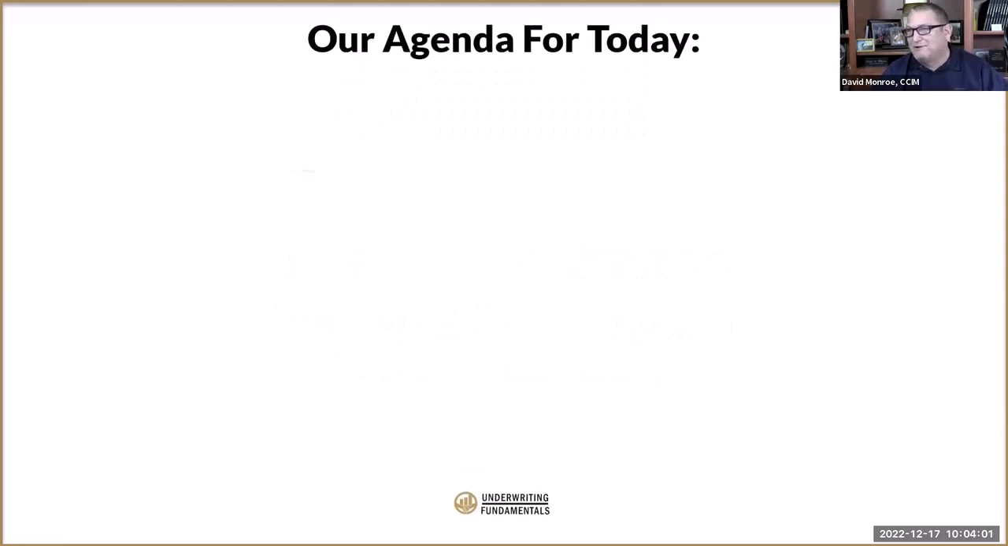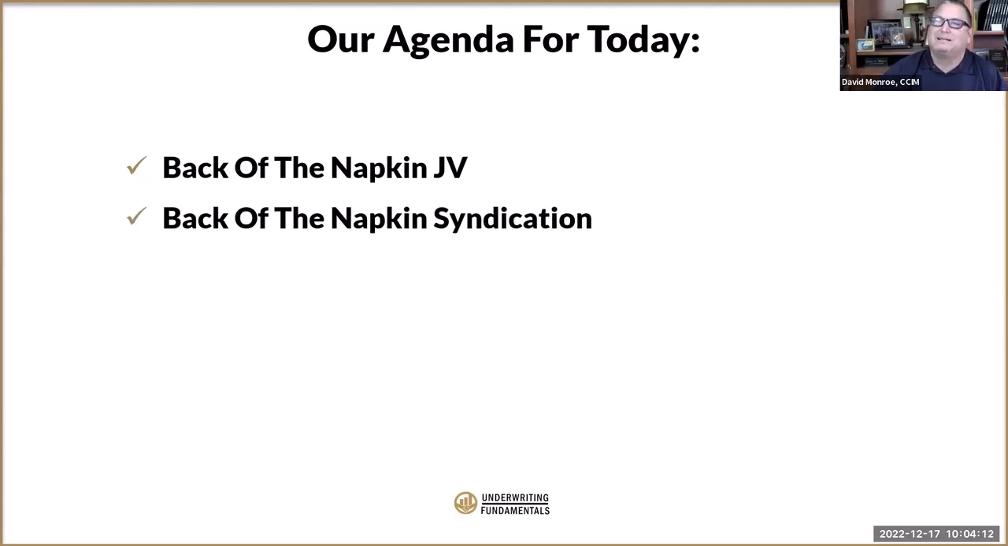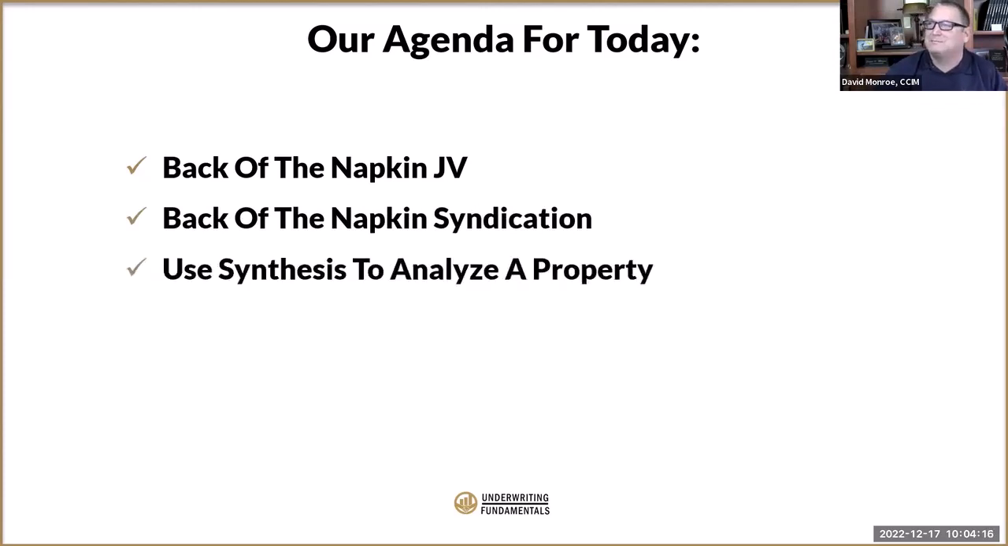which is what we have for the agenda. So I could have thrown the agenda up and said, okay, well, first we're going to talk about back of the napkin for JV. That's my tool. And then back of the napkin for syndication, that's synthesis, and then going in and analyzing a property. So everything I just said is just covered right there.